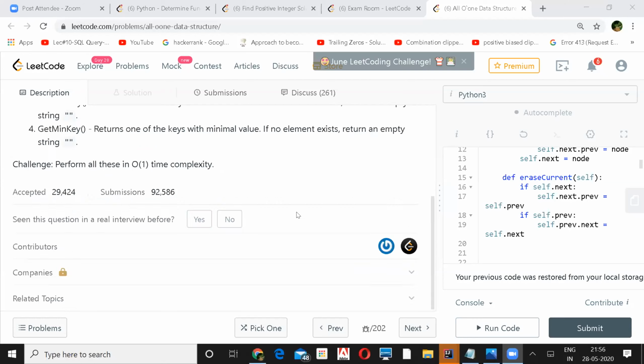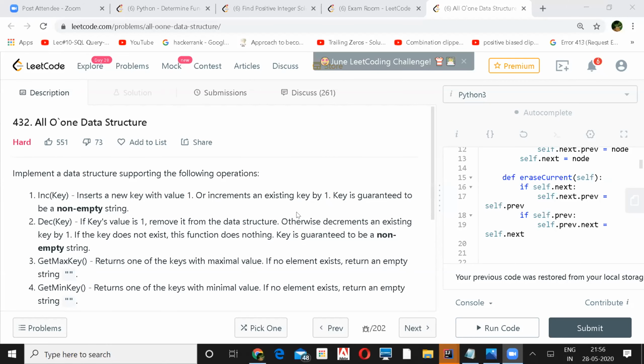Okay, we can proceed to the next. All O(1) data structure. Increment key inserts a new key with value 1, or increments an existing key by 1. Key is guaranteed to be a non-empty string. Then decrement: if the key's value is 1, remove it from the data structure. Otherwise, decrement an existing key by 1. If it doesn't exist, this does nothing, and the key is guaranteed to be a non-empty string.